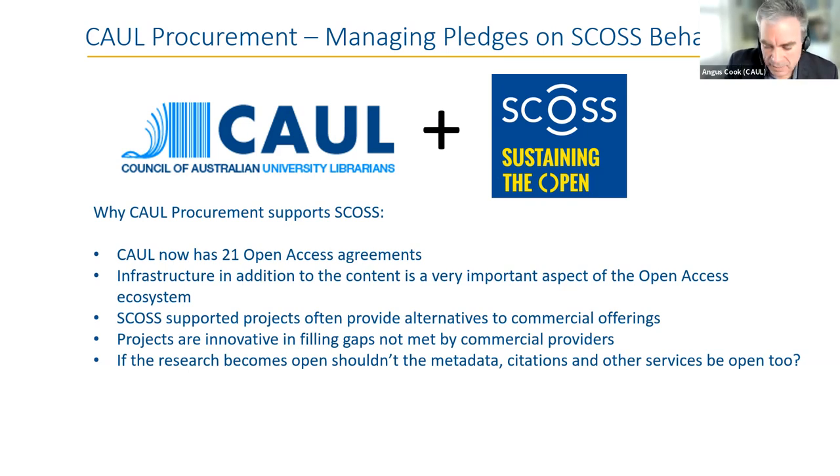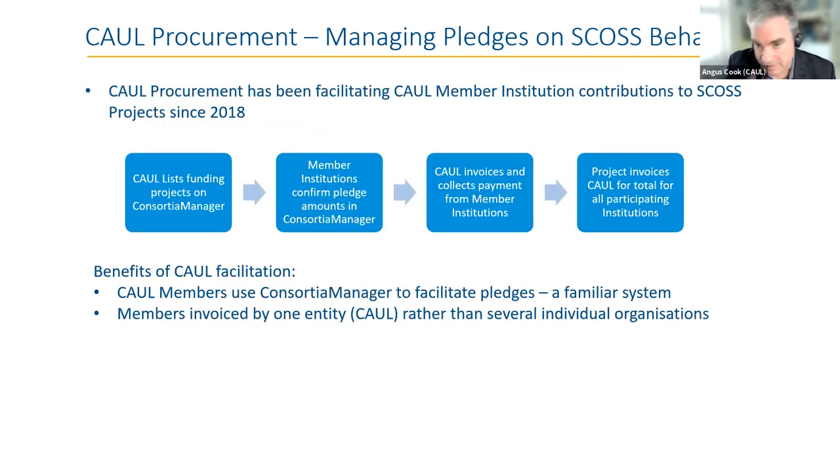In terms of some of the practicalities and arrangements, as Martin said, we've been involved since 2018. I just checked the numbers last night, and since 2018 there's been over $500,000 in pledges from CAUL members to SCOSS projects. The workflow is, as you see here, that we work through Consortium Manager, our CRM system for managing all of our consortial agreements, and we also manage the pledges there. For the staff in libraries who manage procurement and facilitate these payments, managing the pledges through Consortium Manager is obviously the best way to do it because everyone's familiar with the system.